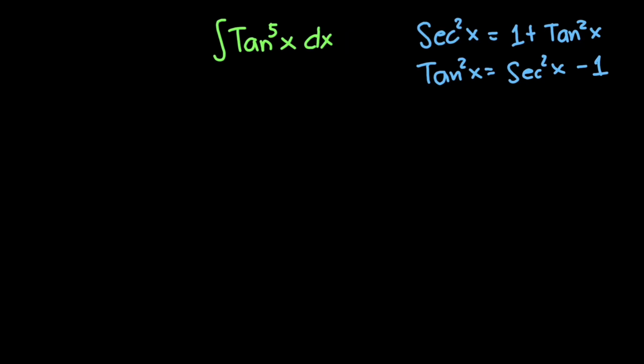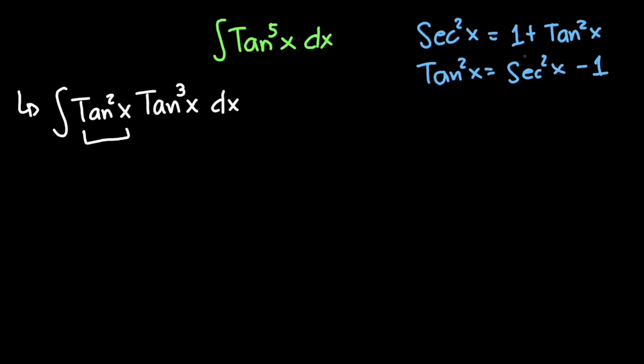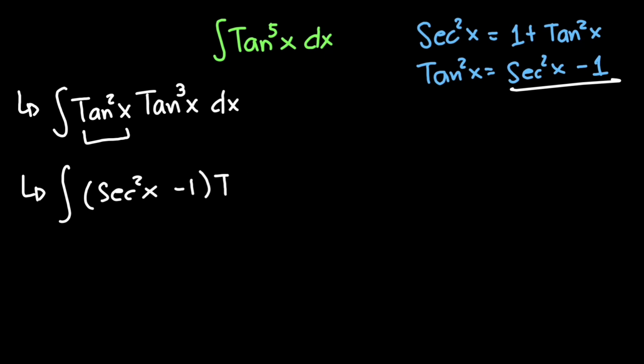Let us continue on with the integral of tangent to the power 5 of x. As usual, let us first factor out a tangent squared of x. So this would be the integral of tangent squared of x multiplied by tangent cubed of x dx. Transform tangent squared of x with its identity. So this would be the integral of secant squared of x minus 1 multiplied by tangent cubed of x dx.